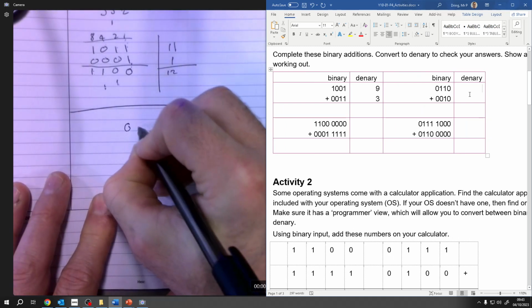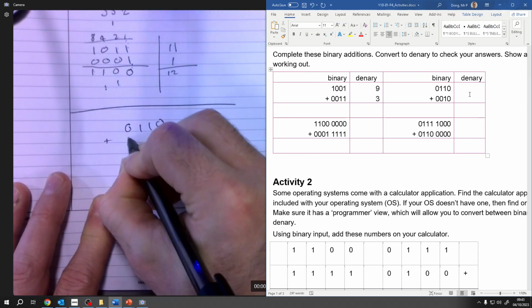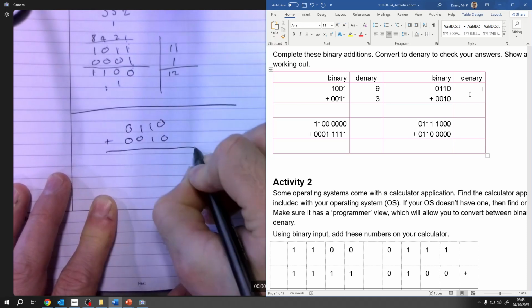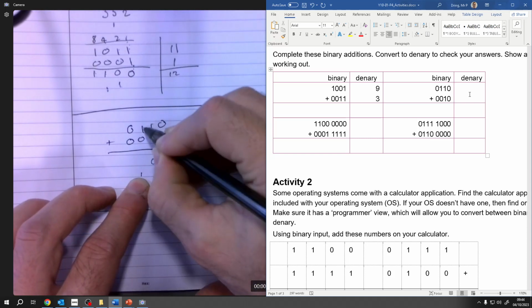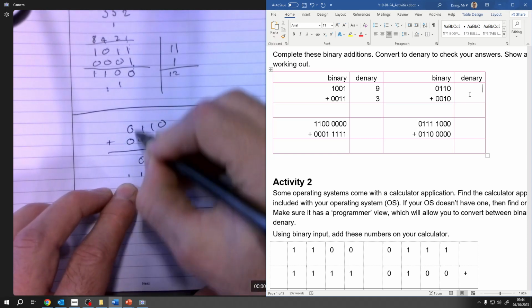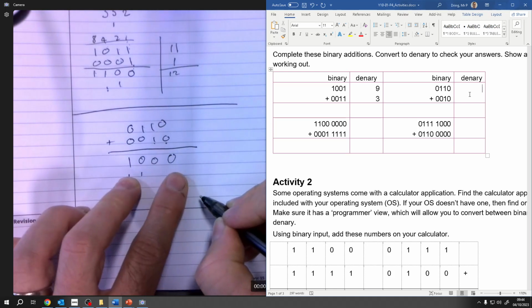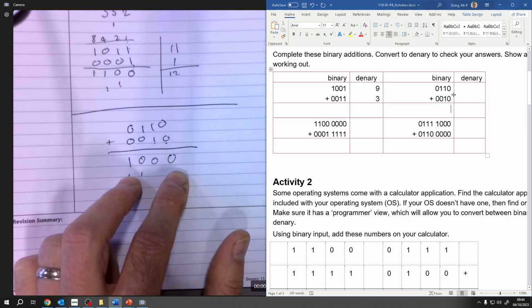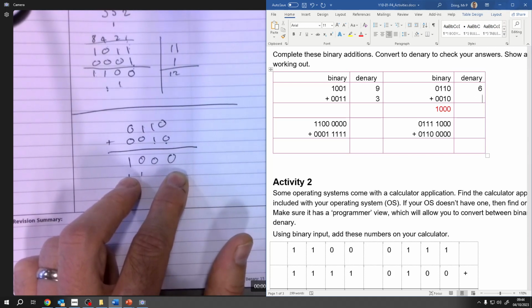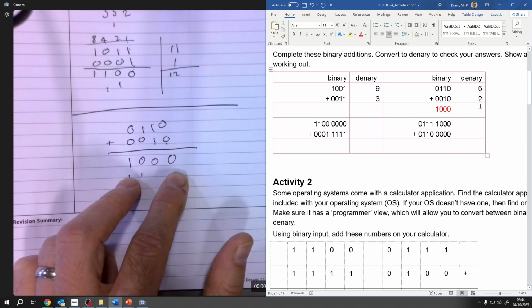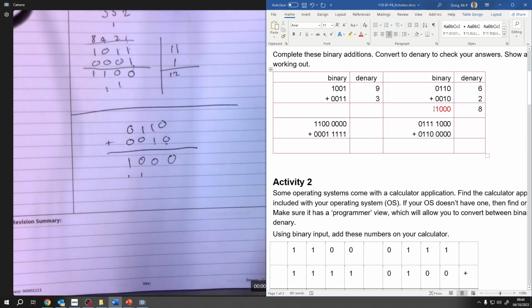we have 0110 plus 0010. 0 plus 0 is 0. 1 plus 1 is 2. That's 0 carry the 1. 1 plus 1 is 2. 0 carry 1. And then just the 1 in here. So for the binary, I can write 1000, and then I need to do the denary. So that's going to be 2 plus 4 is 6, and then underneath it, we've just got 2, and 6 plus 2 is 8, which is also how much this bit is worth. So yes, well done. The answer is 8.